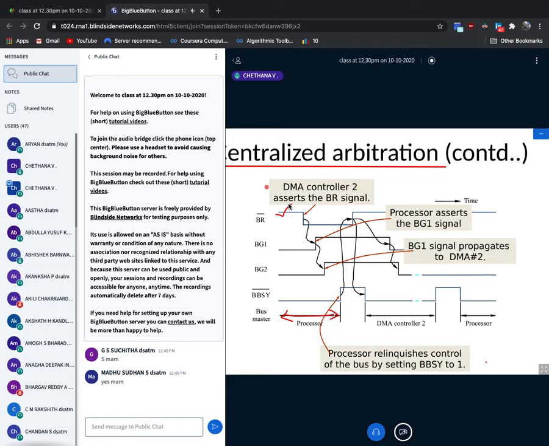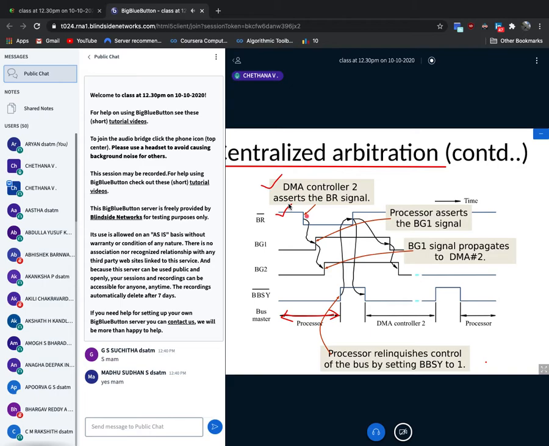Please see this particular heading. DMA controller 2 asserts the BR signal. It requires the bus, so it is requesting the bus. Now, how is it doing that? By making the BR signal disabled. Disabled means what? Lower mode. So here it is a low impedance. Low impedance means this is lower. When it is lower, it indicates that the signal has been on. That means somebody has requested.